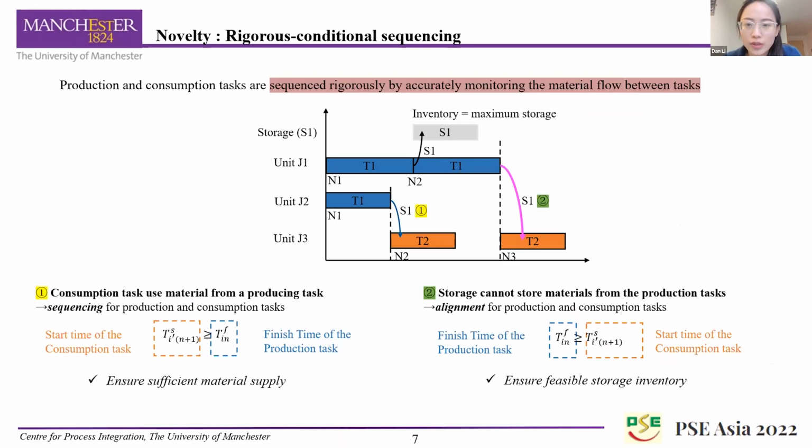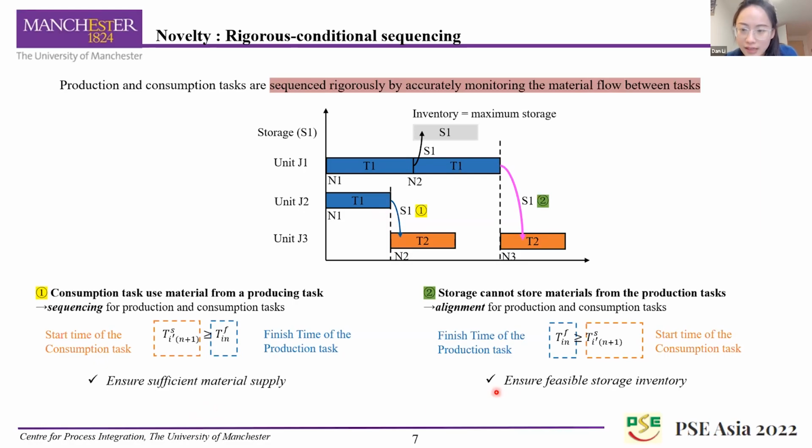In this work, we use rigorous conditional sequencing. It means the production and the consumption tasks are sequenced rigorously by accurately monitoring the material flow between the related tasks. There are two cases. In the first case, if the consumption task uses material from a corresponding production task, the start time of the consumption task should be larger than the finish of the production. This can ensure sufficient material supply.